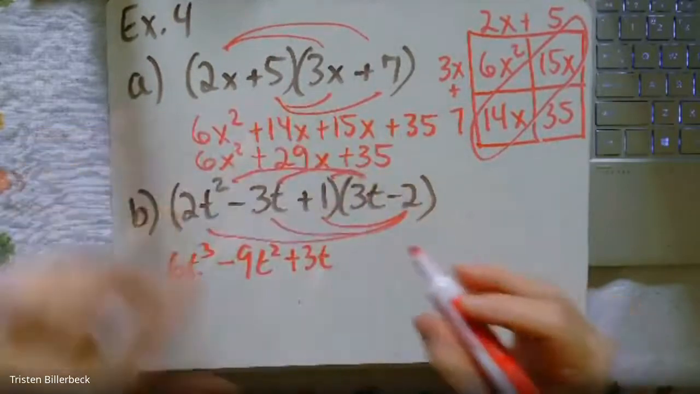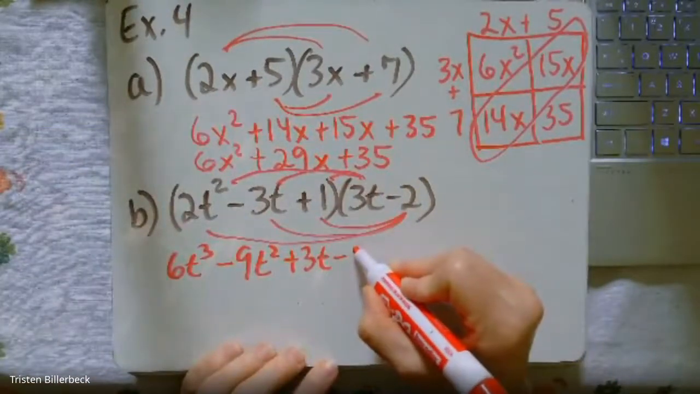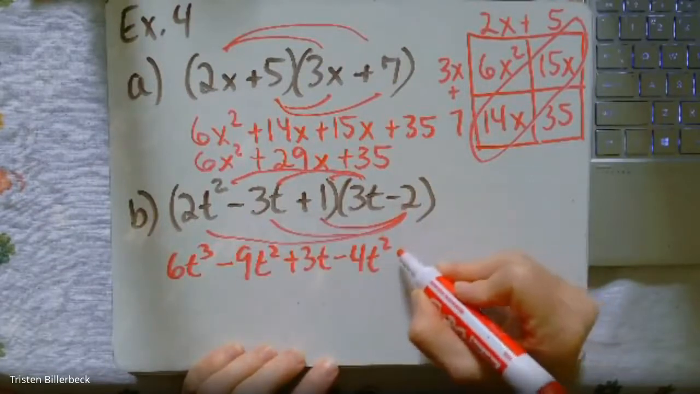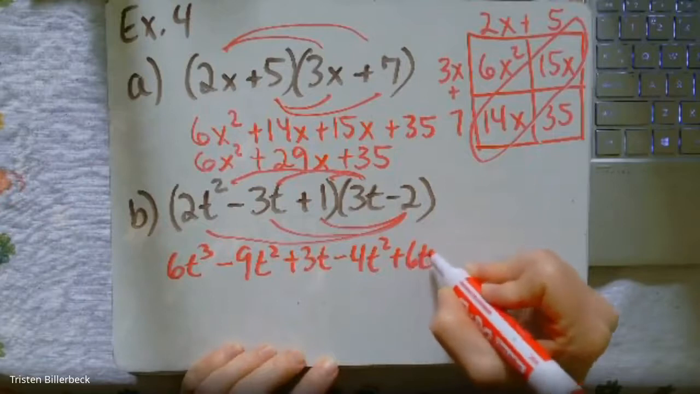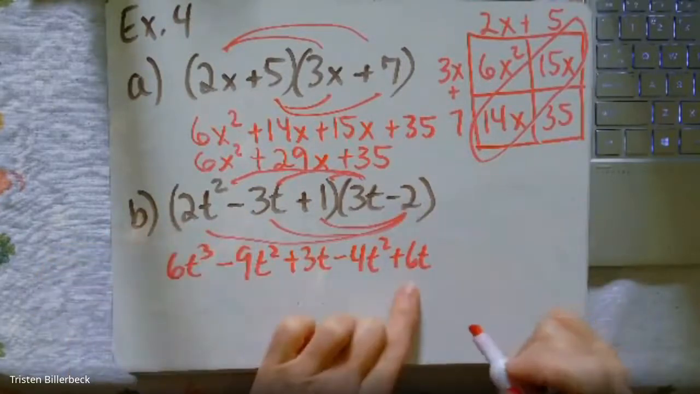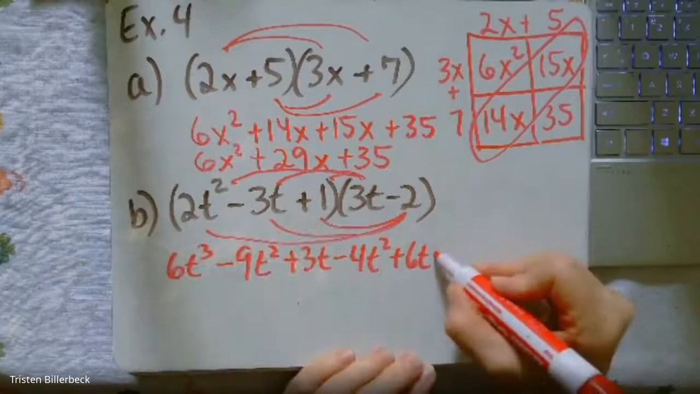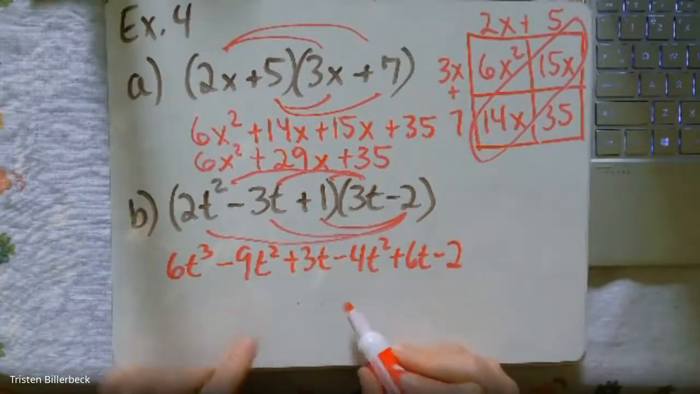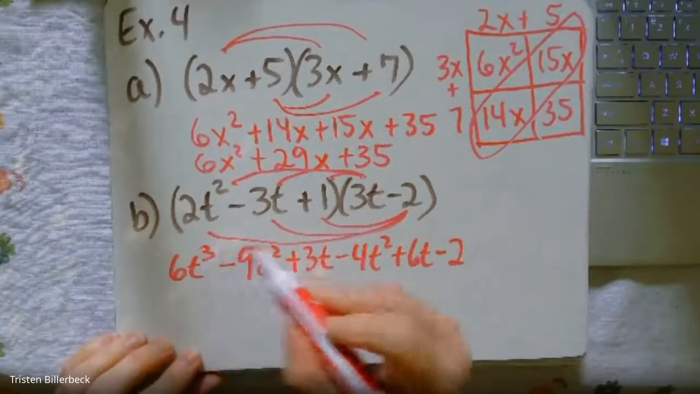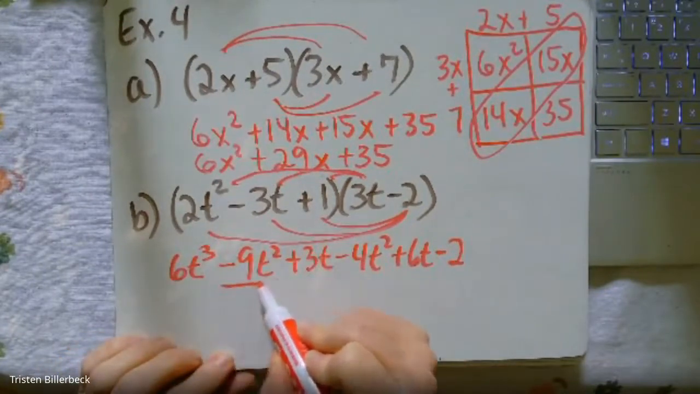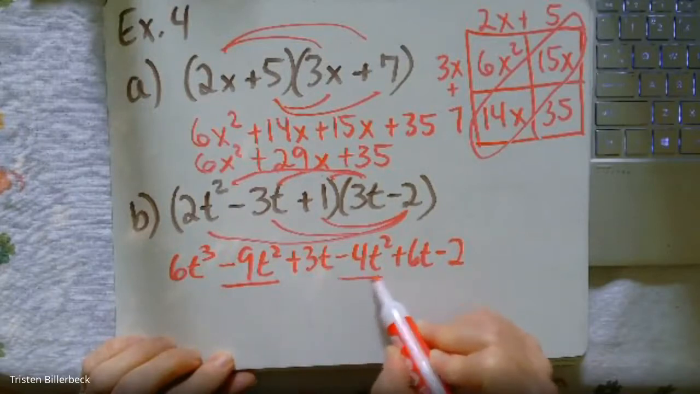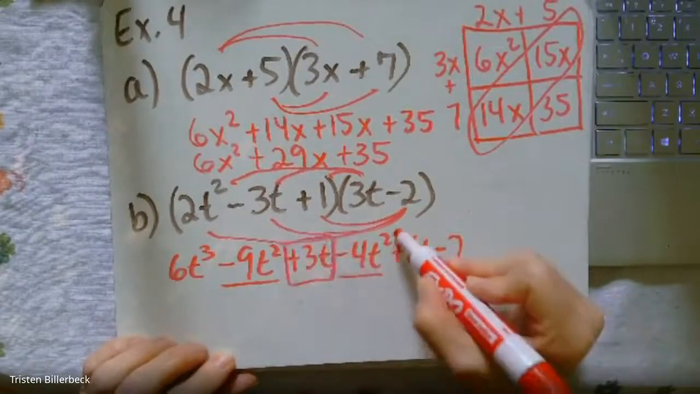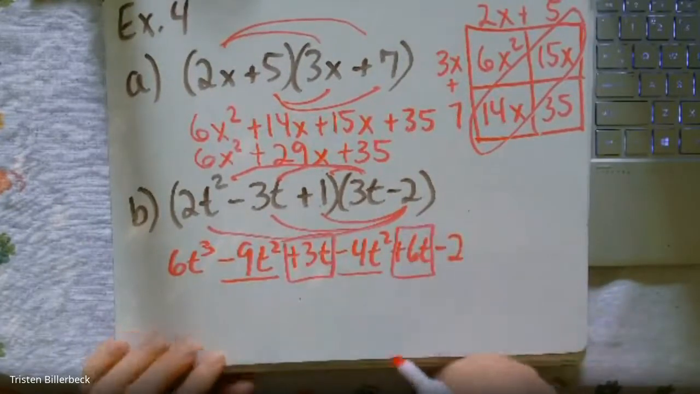Okay, negative 2 times 2t squared is negative 4t squared. Negative 2 times negative 3 is plus 6t. So be very careful, two negatives make a positive. And negative 2 times 1 is negative 2. So now we look at what we have that are like terms. So this one is like that one, and this one is like that one. So we have to combine those like terms.